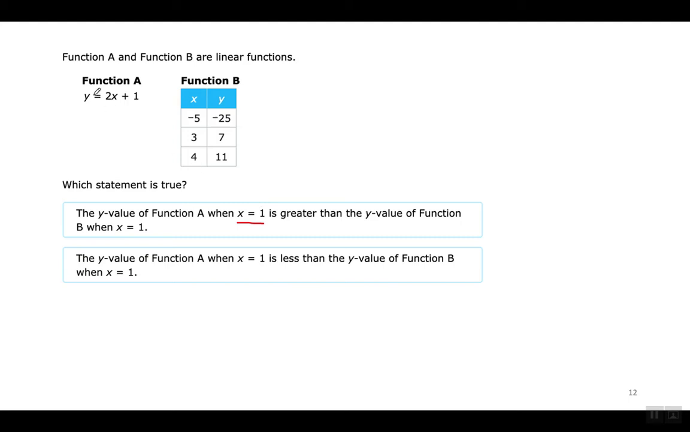So in function a, when I substitute x equals 1, I'm going to get y equals 2 times 1 plus 1. 2 times 1 is 2, and 2 plus 1 is 3. So y equals 3 for function a.